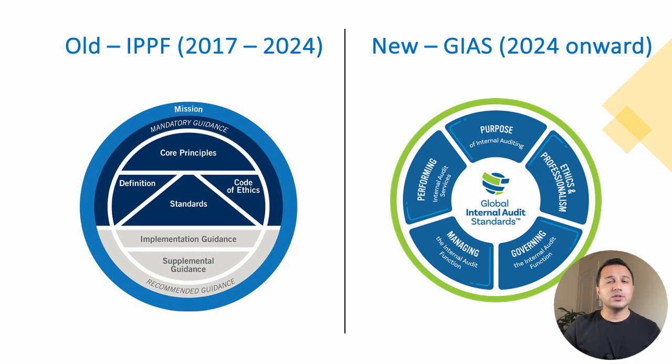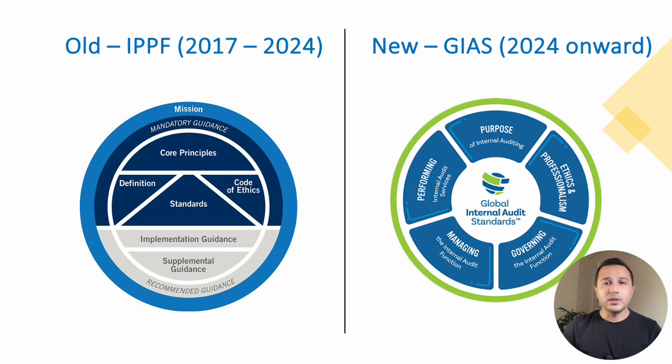However, the new structure is cleaner, and it comprises 5 domains. The first domain is purpose of internal auditing. The second one is ethics and professionalism. The third one is governance, the fourth one is managing the internal audit function, and the fifth one is performing internal audit activities or internal audit tasks.